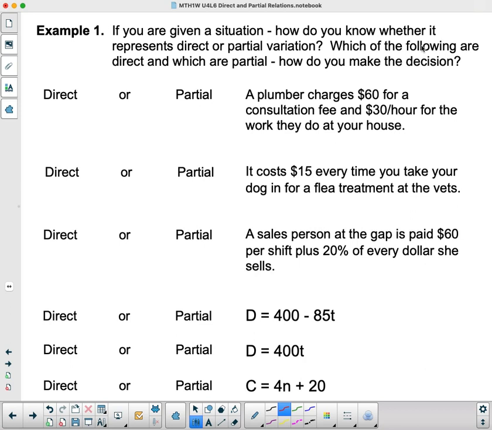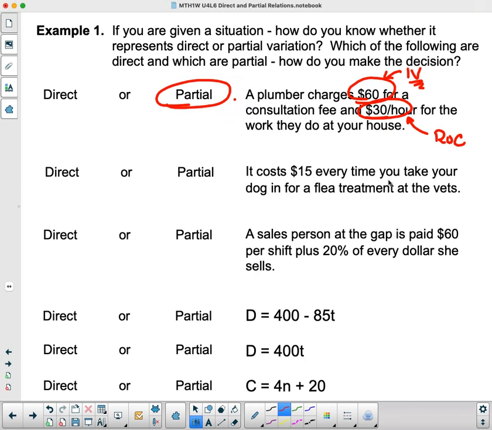A plumber charges $60 for a consultation fee and $30 an hour for the work they do at your home. Okay, the first giveaway here is that there's two numbers given. This is an initial value, and this is a rate of change. And if there's 2 given, we've got an initial value. It is not direct variation. It is partial variation.